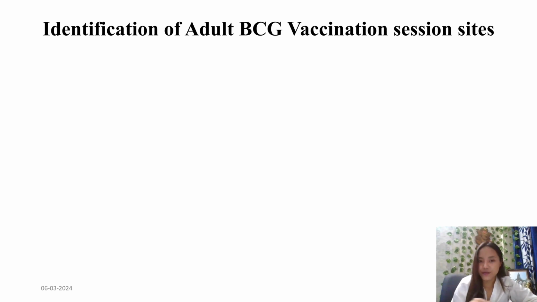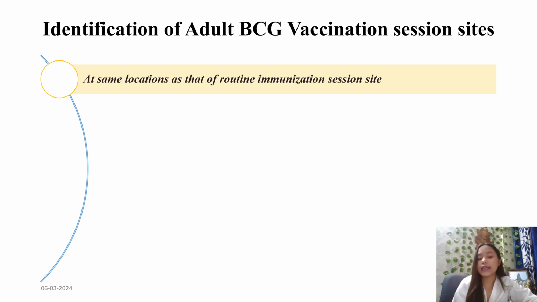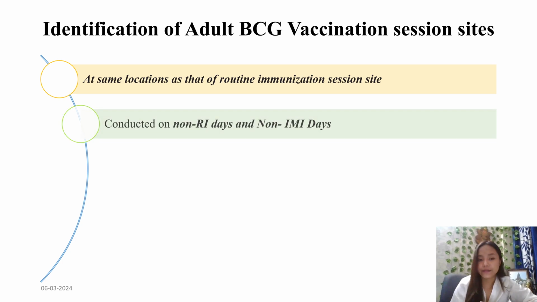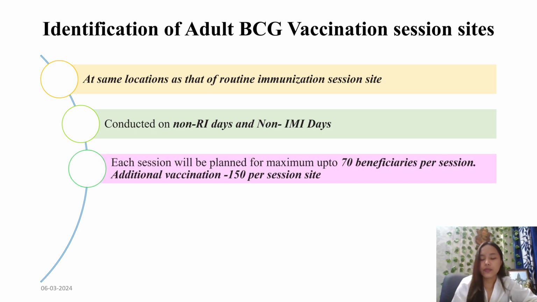This will be followed by the identification of the adult BCG vaccination session sites. The session sites will be set up at the same locations as the routine immunization session sites to increase community acceptance. And this will be conducted on non-routine immunization days and non-intensified Mission Indradhanush days to ensure that uninterrupted routine immunization services are provided to children and pregnant women. Each session will be planned for a maximum of 70 beneficiaries per session, but additional vaccination up to 150 per session could be arranged, subject to availability of resources and local requirements.